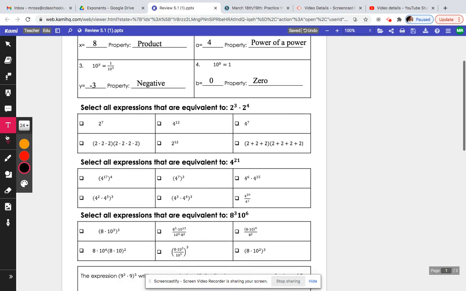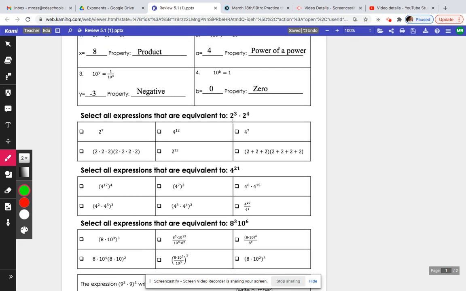Let's go down. This next question says select all that is equivalent to 2 to the 3rd times 2 to the 4th. This would be using that product rule, which means we're adding our exponents. 3 plus 4 is going to end up being 7, and you have to make sure you have the same base. So this one is a true statement. 4 to the 12th is not right, we're not multiplying here. 4 to the 7th has the right exponent, but we have to keep the same base.